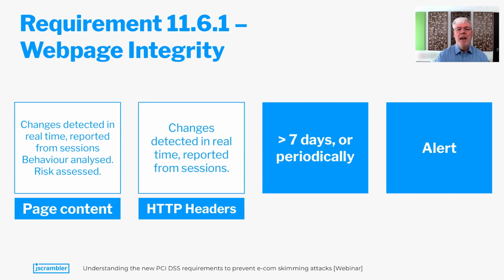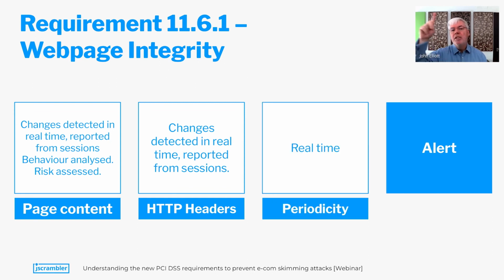Changes to HTTP headers are detected. And although that requirement in DSS is really designed if you're using the content security policy to meet the requirement, a change to the HTTP header could actually block the Jscrambler agent from loading, and so it could impact the security of the web page.